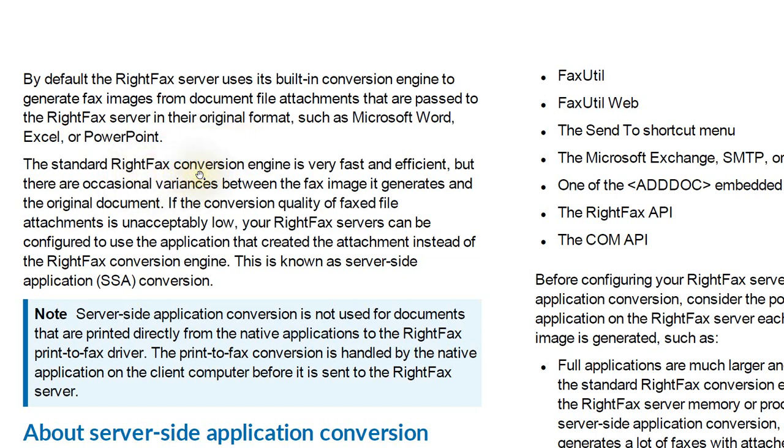The standard RightFax conversion engine is very fast and efficient, but there are occasional variances between the fax image generated and the original document. If the conversion quality of a faxed file attachment is unacceptably low, your RightFax server can be configured to use the application that created the attachment instead of the RightFax conversion engine. This is known as server-side application conversion. So guys, apart from the inbuilt conversion engine, we can use a couple of applications. That is known as server-side application. Very simple, server-side application conversion.